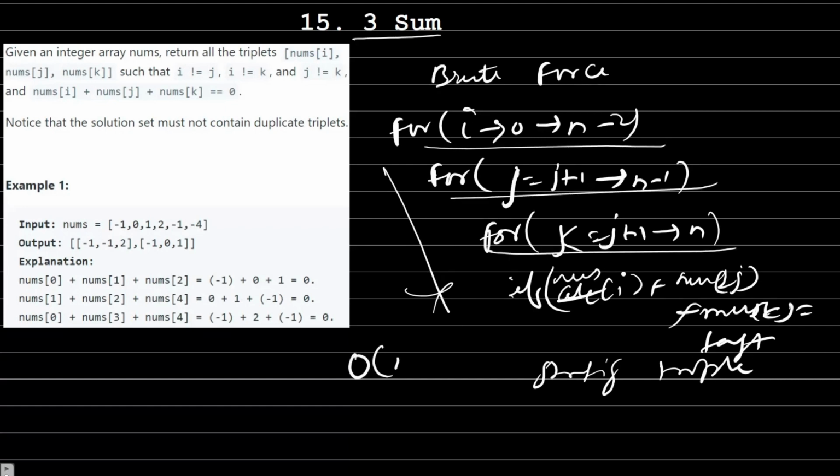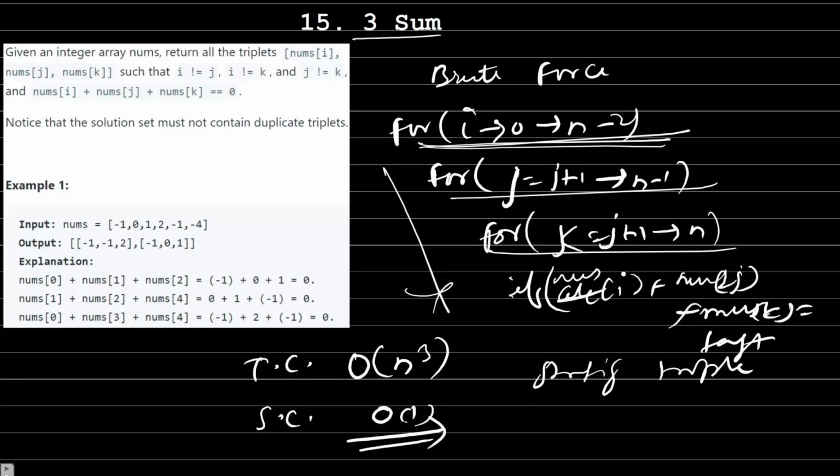So this is going to be big O of n cube time complexity, as in the worst case we are running our for loop for n times. So the time complexity is going to be big O of n cube and the space complexity is going to be big O of 1. This is very time consuming, so I would not advise you to go with this. So let's go for some optimized approach.